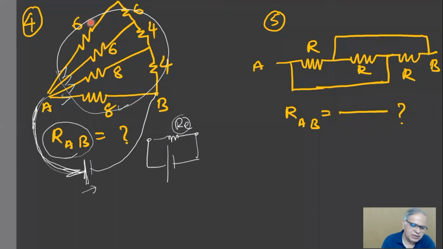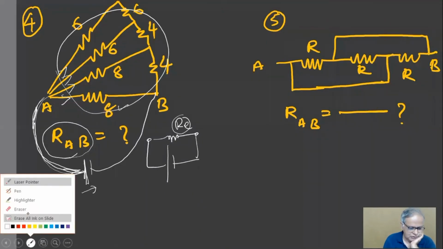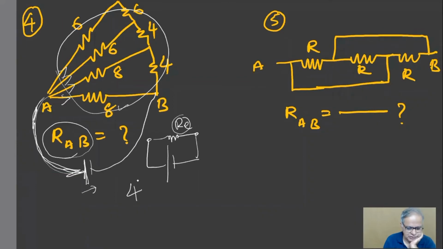Is it okay, children? 6 and 6 are in series. Do you agree? Yes, sir. And that is 12. 12 and 6 are in parallel. Yes, sir. 12 and 6 in parallel, how much? 12 into 6 by 12 plus 6, 4. Once again, this 4 and this 4 are in series. How much? 8. 8 and 8 are in parallel. How much? 4. 4 and 4 are in series, 8. 8 and 8 are in parallel. How much? 4. So the answer is 4.